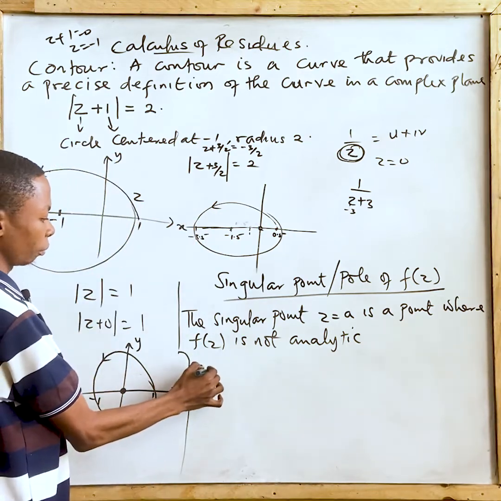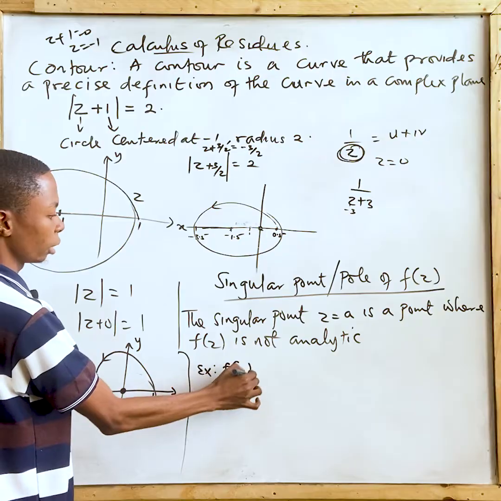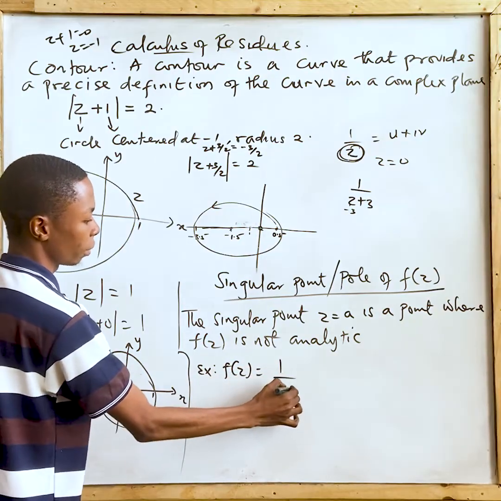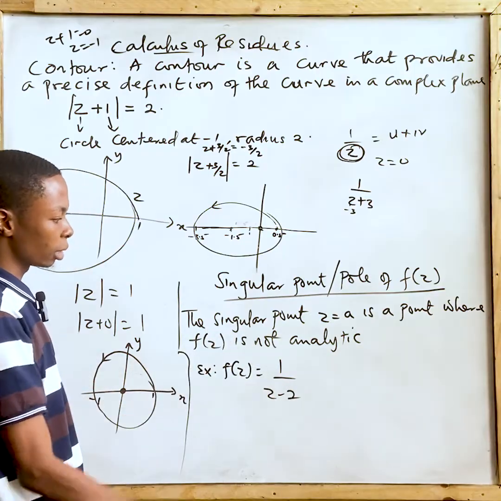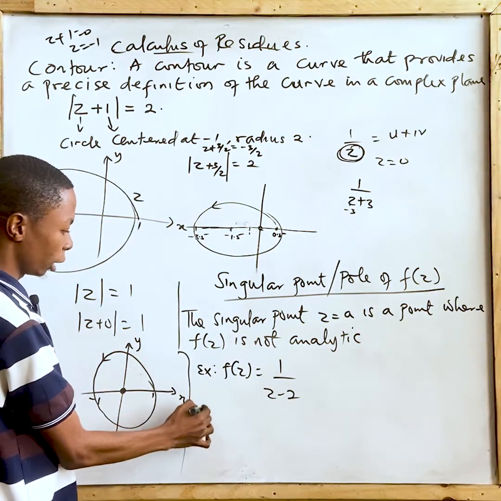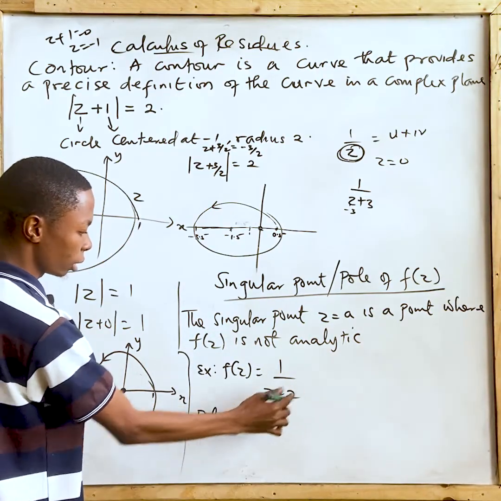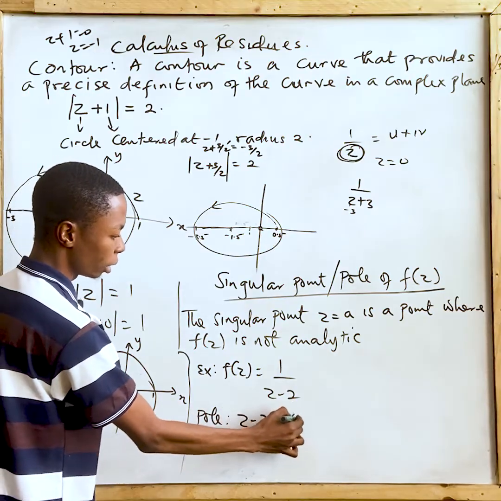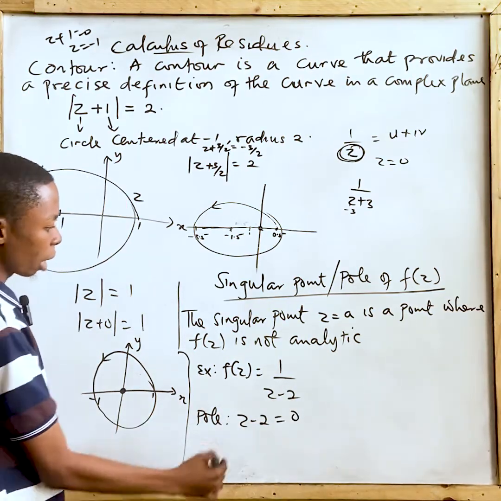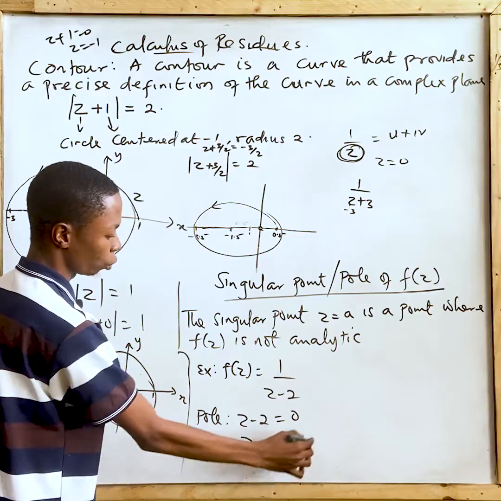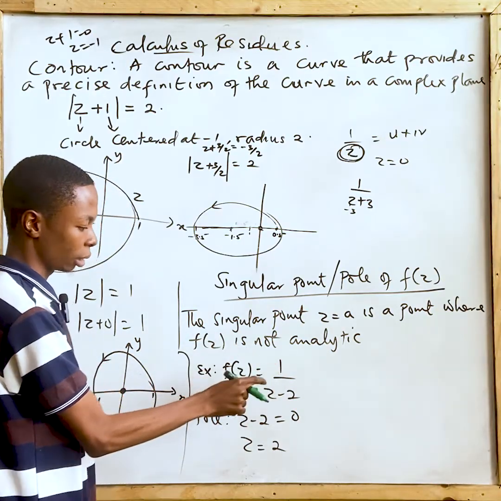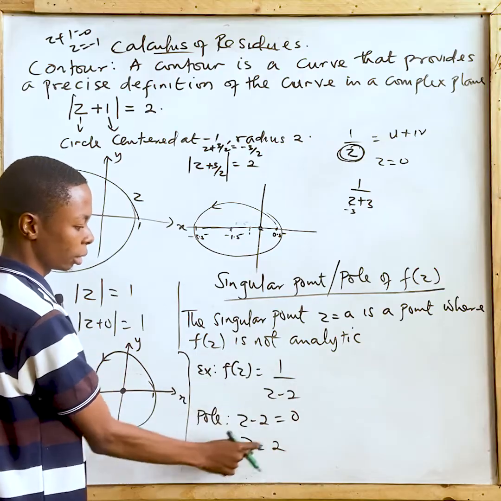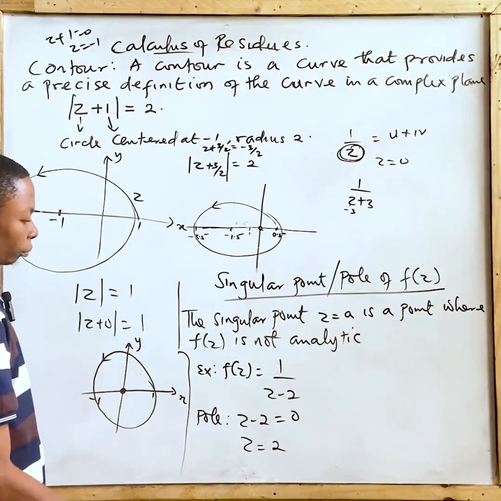So for example now, let's say f(z) = 1/(z-2). What is the pole of this function, or where is the singular point? We just say the pole is where z-2 is equal to 0. So if z-2 equals 0, z equals 2. It means that 2 is the pole of this function. That is, this function will not be analytic at z equals 2.